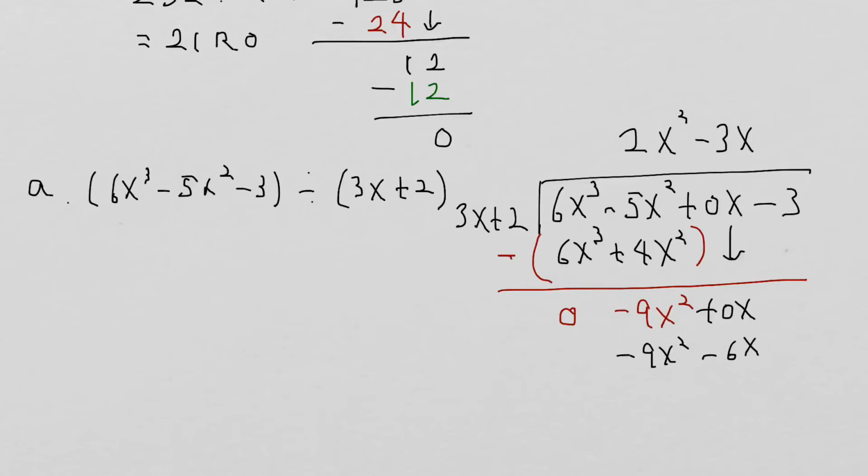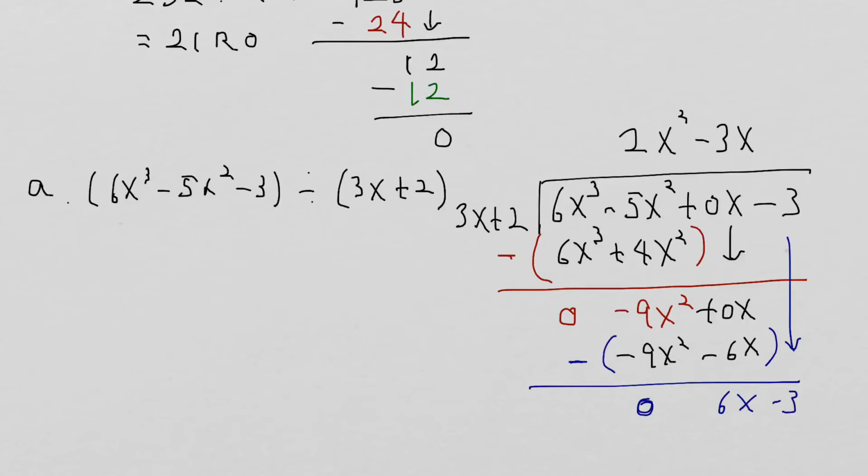Again, you're doing subtraction, right? You're subtracting. And you get 0 from the x squared terms. And you have 0 minus negative 6, you get 6x. And then bring down the next term, which is negative 3.